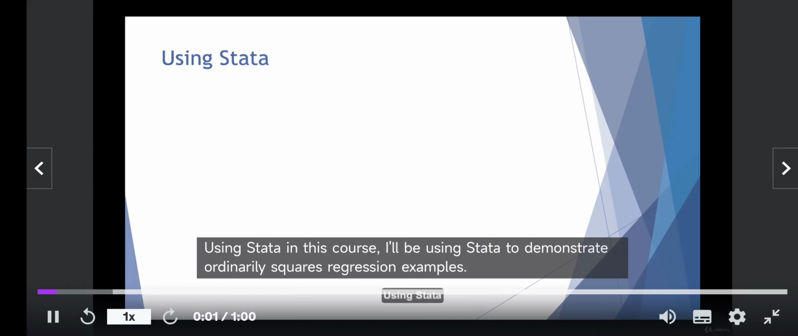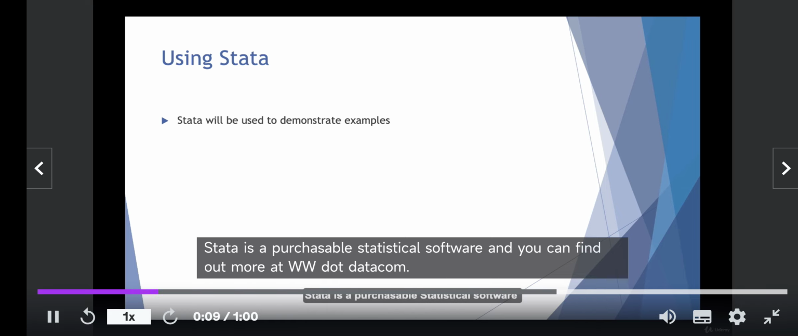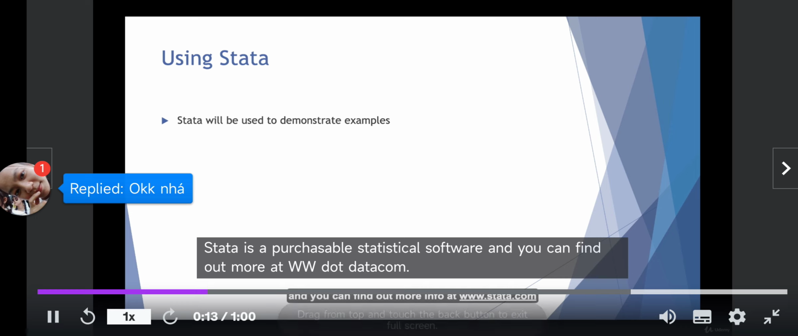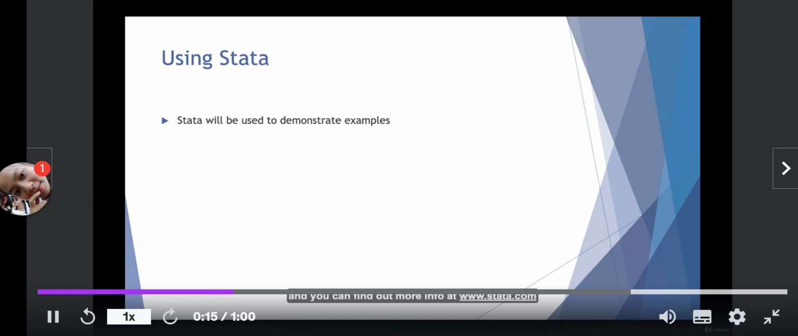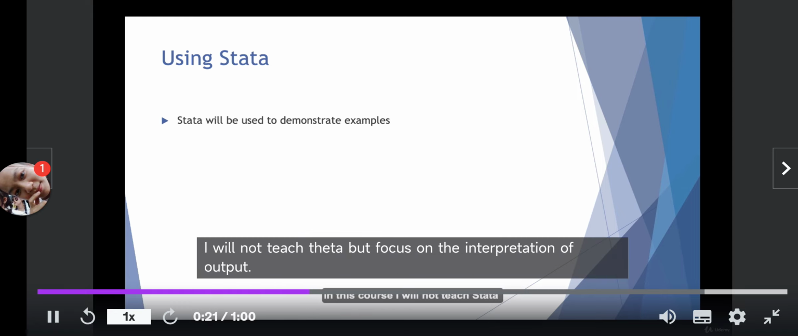Using Stata. In this course, I'll be using Stata to demonstrate ordinary least squares regression examples. Stata is a purchasable statistical software, and you can find out more at www.stata.com. There are many courses on how to use Stata should you be interested. In this course, I will not teach Stata, but focus on the interpretation of output.